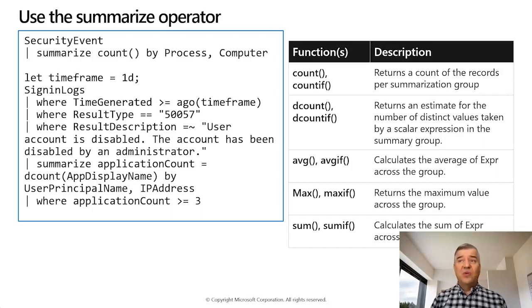In the second part, what we're saying is we have a time frame of 1 day. We're then going to go look in our sign-in logs, add some where clause filters to it, and then we are going to create a summarization of that using a dcount.